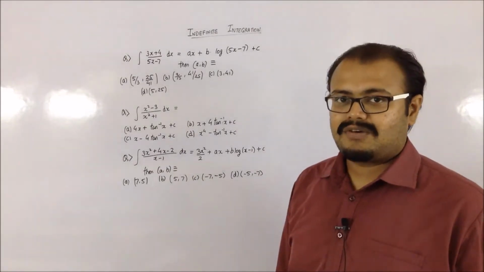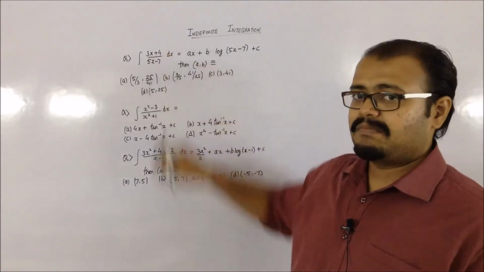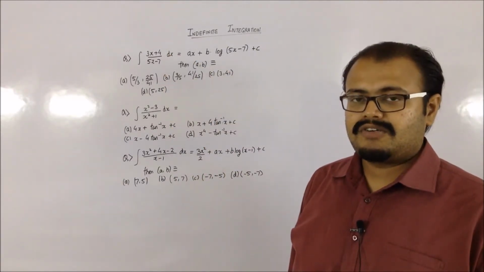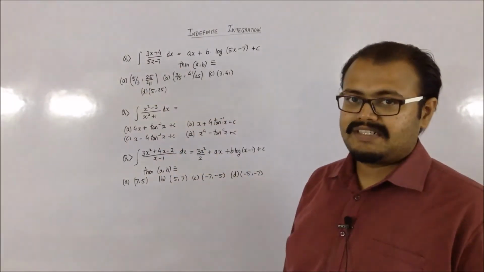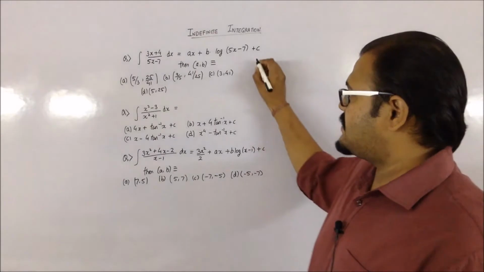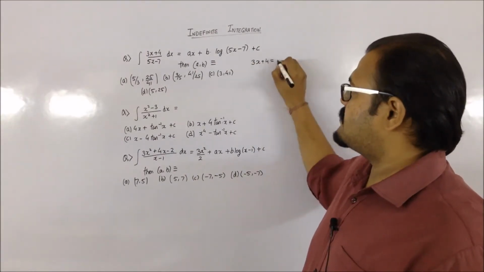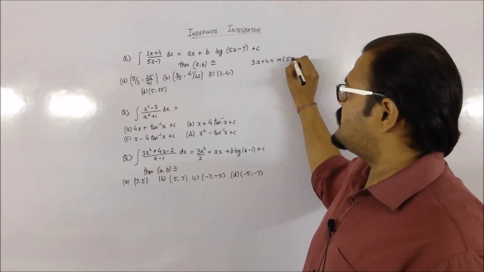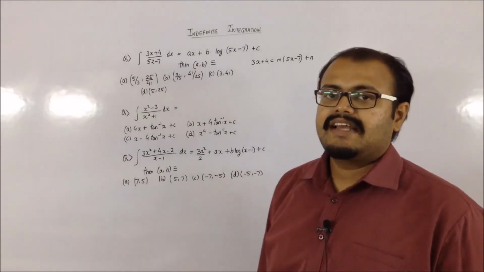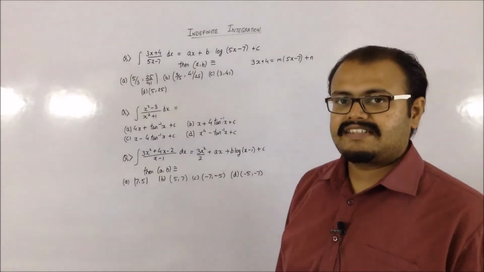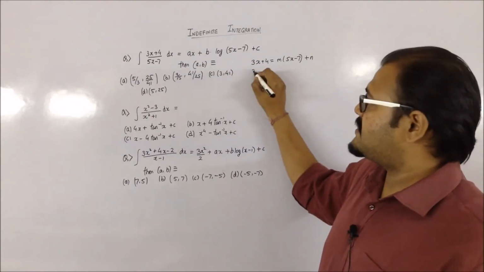Now one way to solve this is by actually solving the integration. Whenever you have a polynomial divided by a polynomial, you try to represent the numerator in terms of the denominator. You take the numerator equal to some constant m into the denominator plus some other constant n. Then you find the coefficients of x and the constant term. Over here your coefficient of x is 3.